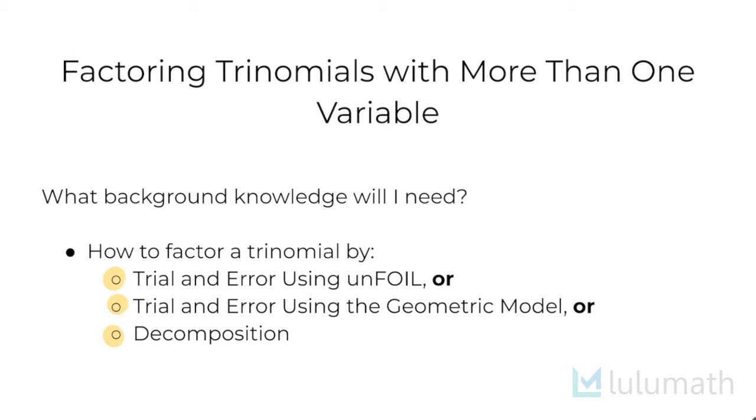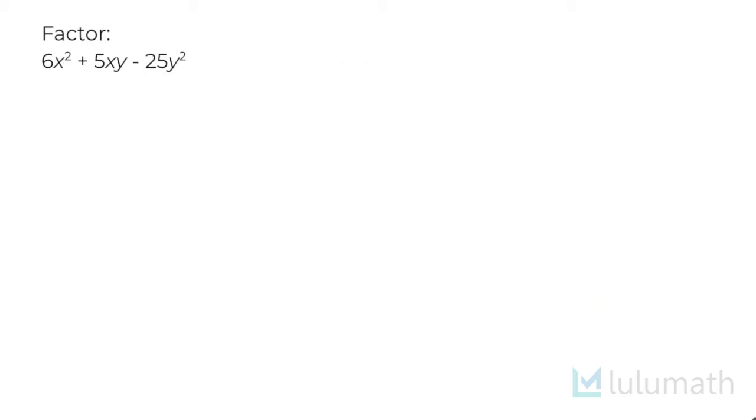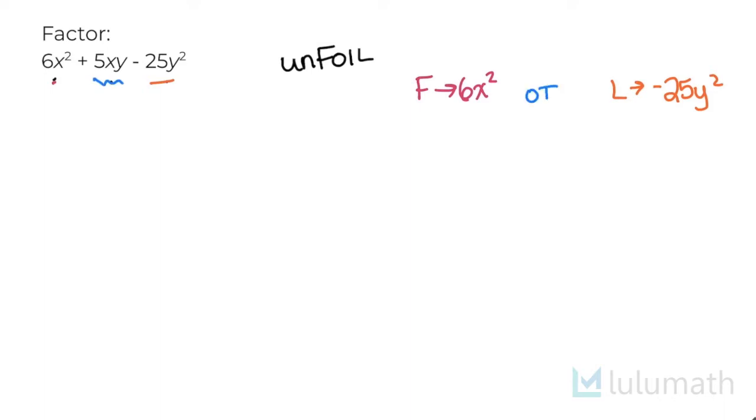Because we've talked about three different ways to do this factoring, and because I have three questions in this video, I'm going to do one question per method. So in this example here, I'm going to use the unFOIL method. If we have 6x squared plus 5xy minus 25y squared, for my first, I know that it will give me this 6x squared here. For my last, I know that it will give me this negative 25y squared. And I know that my outer and my inner will collect together to give me this 5xy.